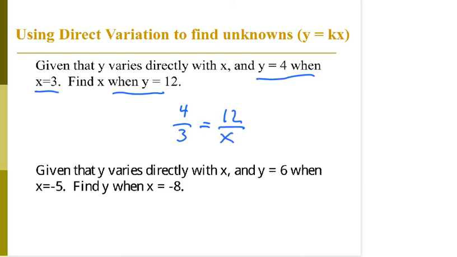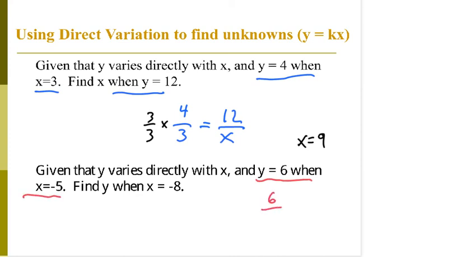For the bottom problem, we're doing exactly the same thing. It varies directly. y is 6 when x equals negative 5. And they want us to find out this time what y is when we know that x is negative 8.